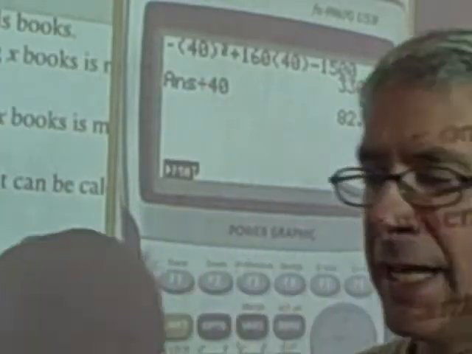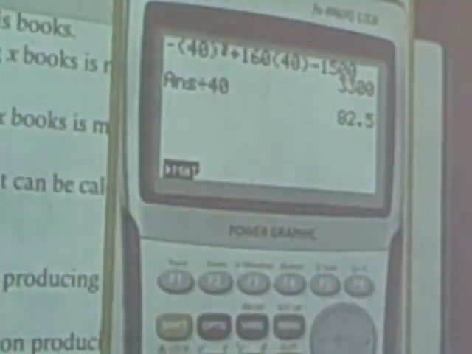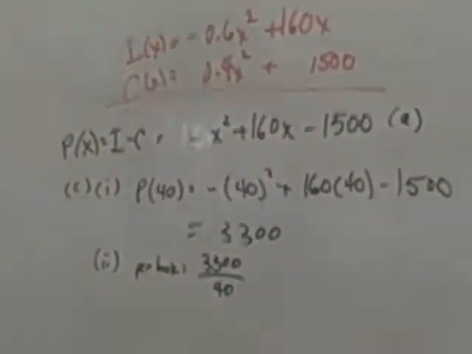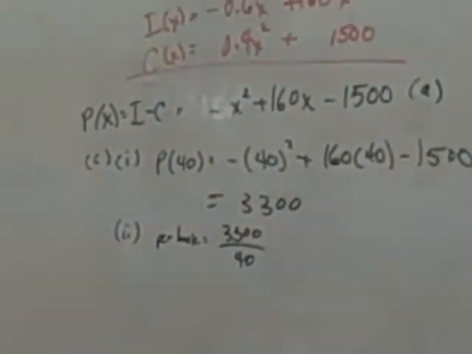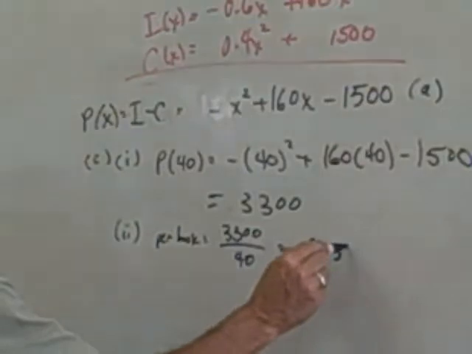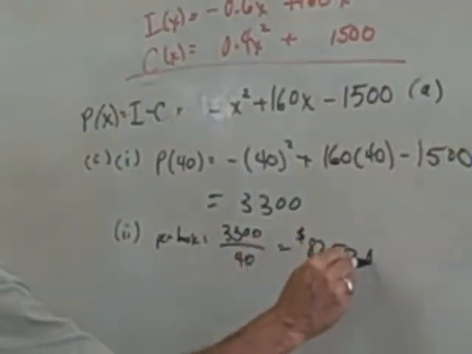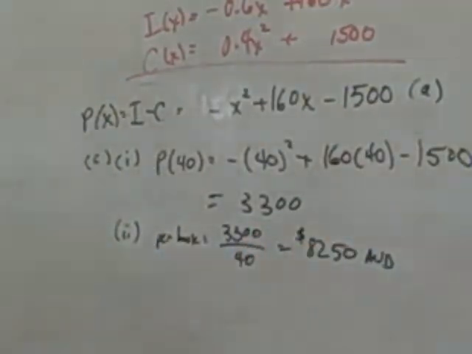82.50, okay? That's the profit made per book. $82.50 per book is the unit profit, in Australian dollars.